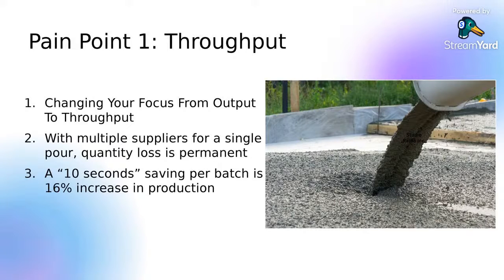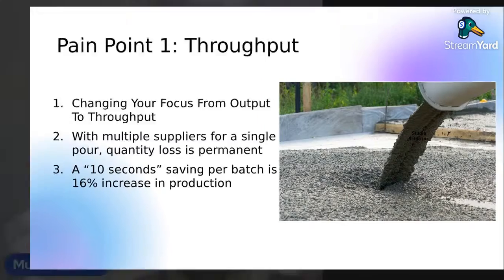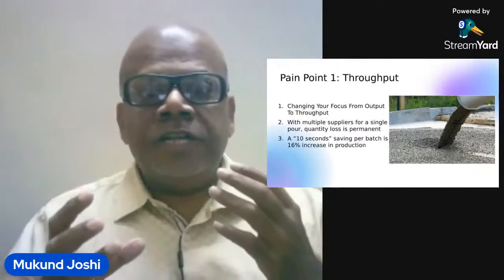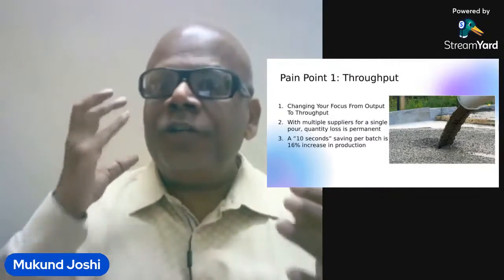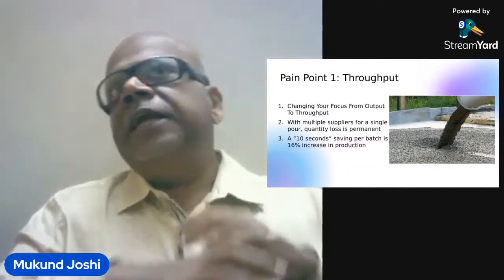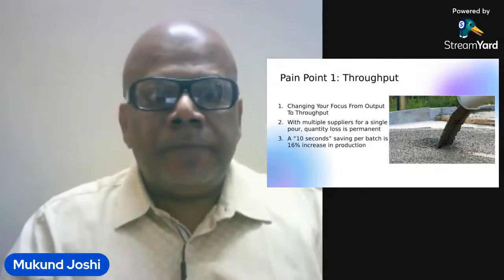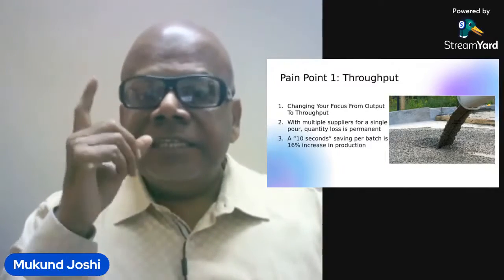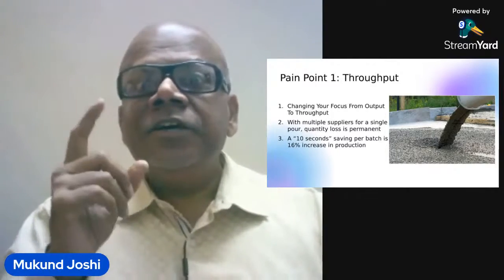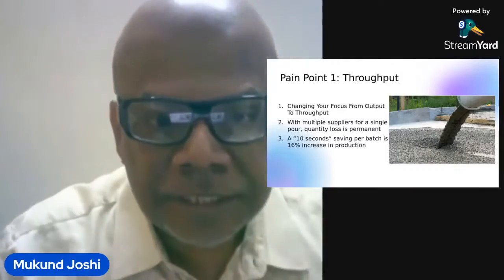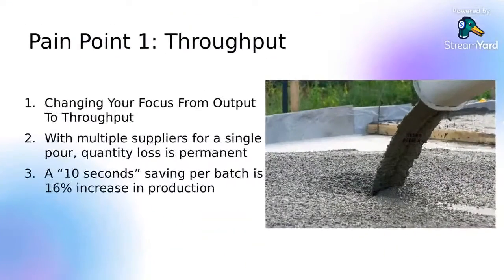So the first point is throughput. And this word we always confuse with the word output, right? So we confuse throughput with output. So every time we say what is the output of your batching plant, whereas the right question to be asked is throughput. And what does it mean? Let's look closely at the slide.